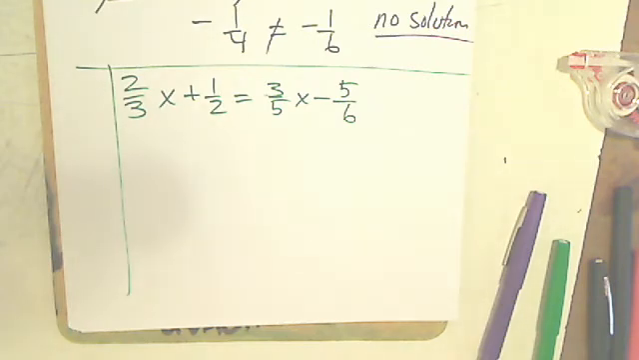I have 4 options. Name all the 4 options. Take away 2/3 x. Take away 1/2. Subtract 3/5 x. Or add 5/6. So in this case, it's easier to add 5/6 or take away 2/3. But add 5/6 first and see.